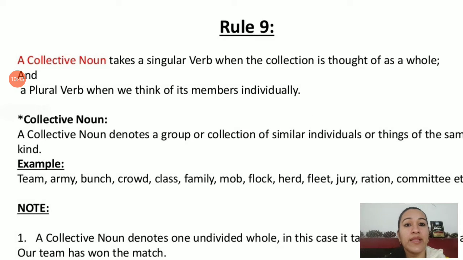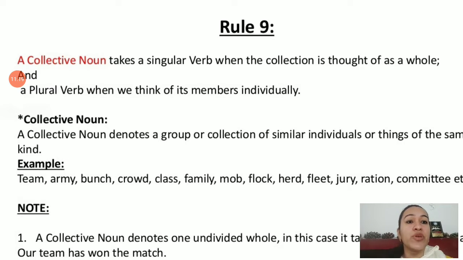Rule number 9. A collective noun takes a singular verb when the collection is thought of as a whole. I already mentioned that initially. Now, collective nouns we all know take a collection as a whole. For example, team, army, bunch, crowd, bouquet, herd, flock, mob. All collective nouns are taken as a whole. Even though they are a group, there's one word given to them and they are considered as one entity. So you will use what? A singular verb with it.